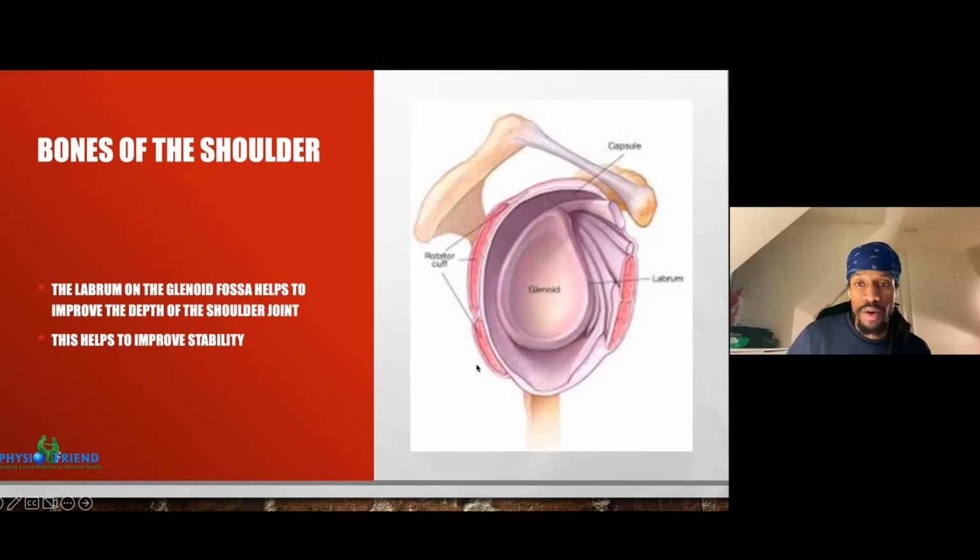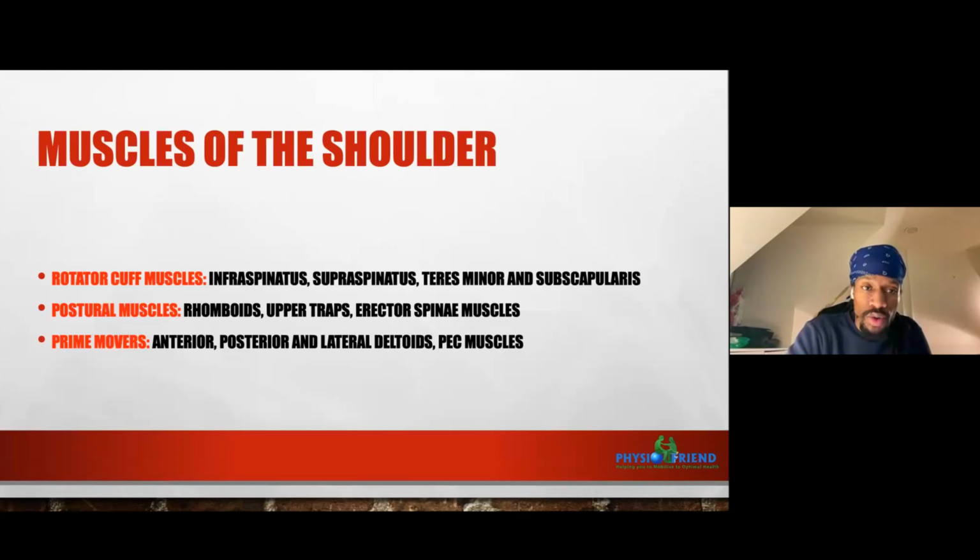All right, so let's have a brief look at the muscles of the shoulder. We've got the rotator cuff muscles, which are basically the muscles that add stability to the shoulder. We've got the postural muscles like the rhomboids, the upper traps, the erector spinae muscles. These influence the scapula and the thoracic spine, which helps to maintain us in an upright position. Because if we're all slouched over, we're not going to be able to utilize the muscle properly.